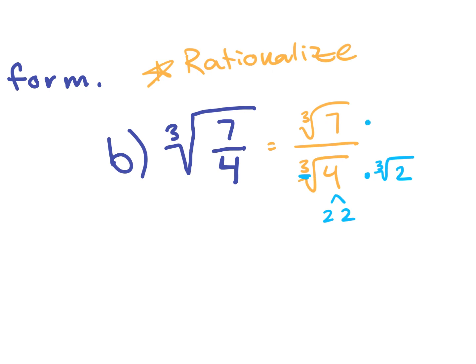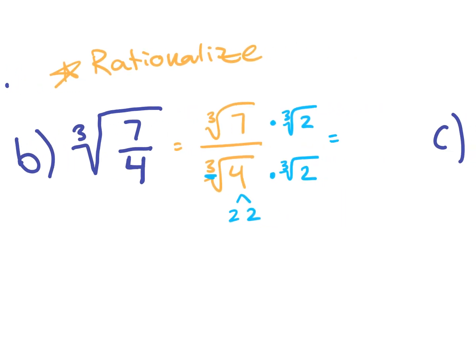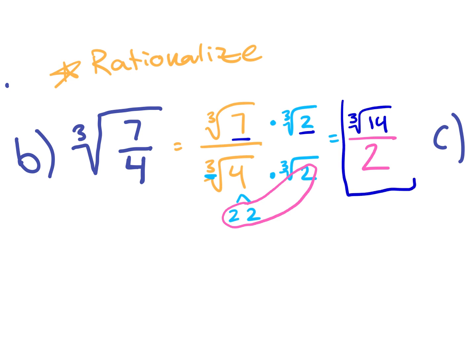And then whatever we multiply on the bottom, we have to multiply the same thing on the top. So on the bottom, now I have a group of 3 2's. So what's going to come to the outside? 2. On the top, how would I multiply these together? Just multiply the inside. So it would be the cubed root of 14. And this would be our answer.